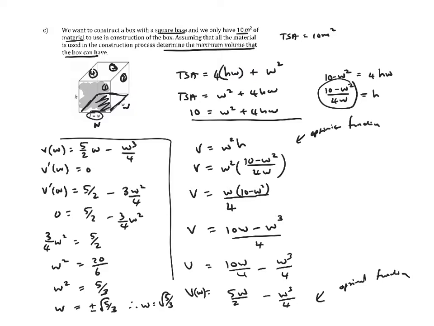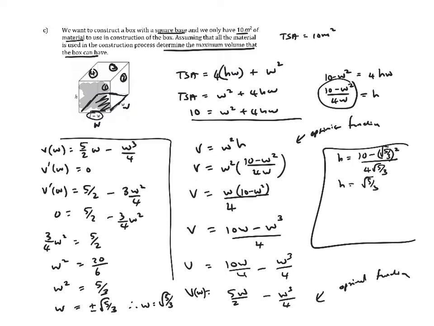Therefore, if we're going to work out the height, the height is going to equal 10 minus the root of 5 over 3 squared, divided by 4 times the root of 5 over 3. If you type that in your calculator, you also get the root of 5 over 3. And then they ask you, what is the maximum volume? So the volume is equal to, what was our volume equation again? It was this part here, that's the optimized equation.